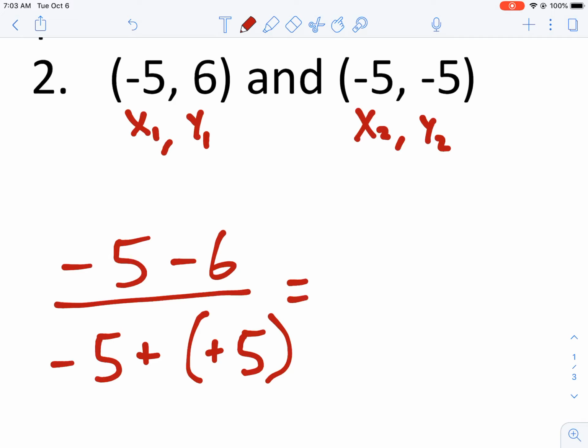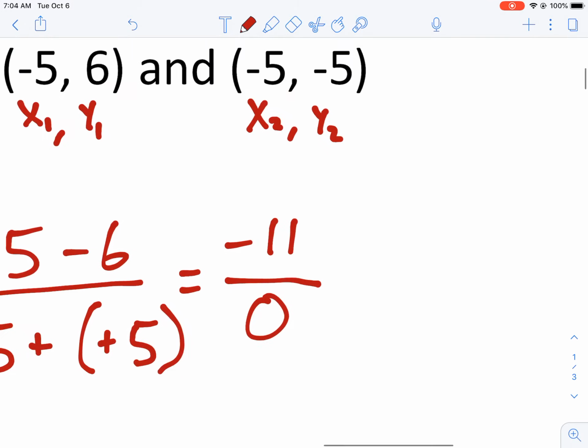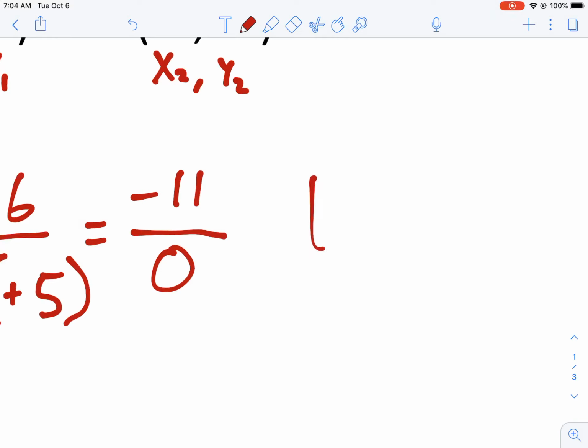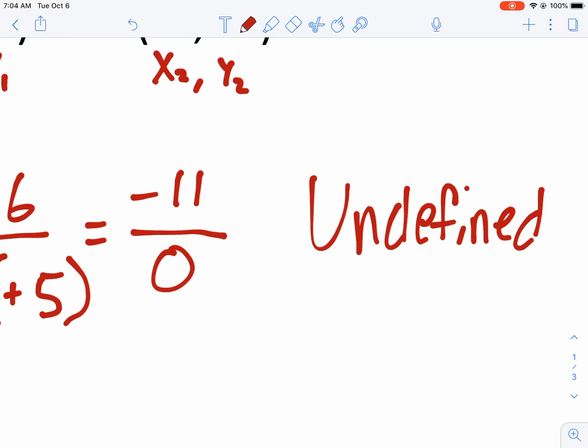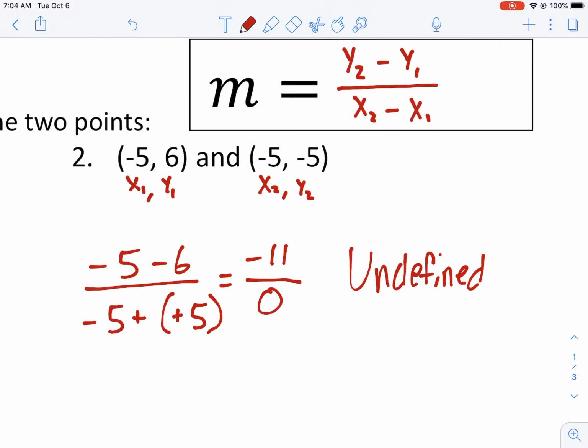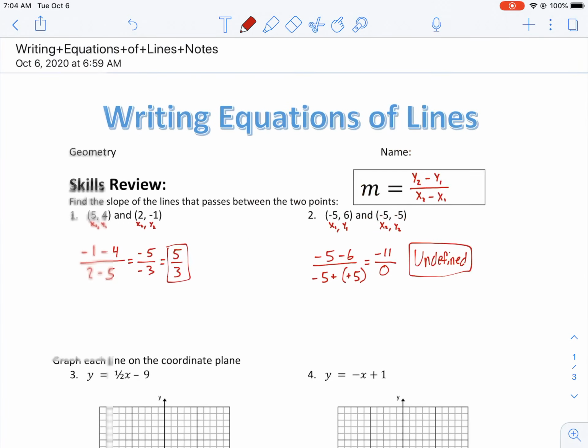So negative 5 minus 6, that's negative 11. Negative 5 plus 5, now that's 0. Now, some people might be tempted to put equals 0 here. That's actually wrong. Type it into your calculator if you don't believe me, all right? Negative 11 divided by 0. Type that into your calculator and you'll get an error. You cannot divide by 0. It is mathematically impossible. So if you get 0 on the bottom of your fraction, it's this word right here, undefined. Your slope is undefined, which means you would have a vertical line. So that's how you would do number 2.